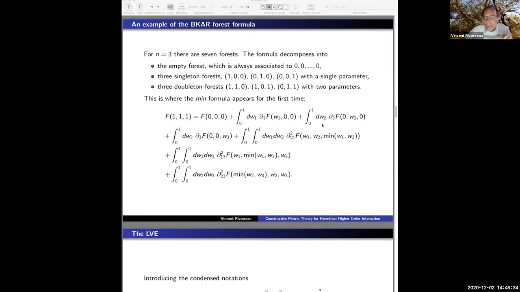Here is the list. One doubleton forest example is the integral from zero up to one of dW1 dW2 times the second derivative d square 1 2 of F at W1, W2, with the min of W1 and W2. And so on.